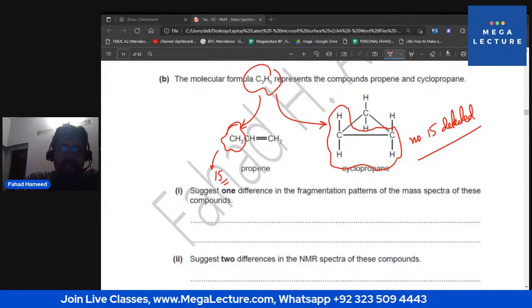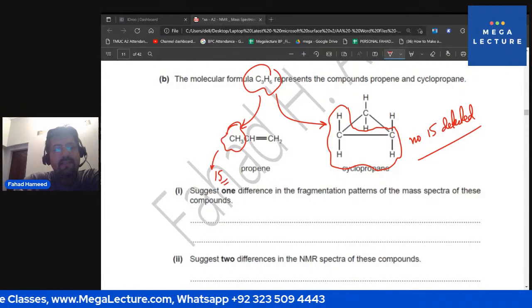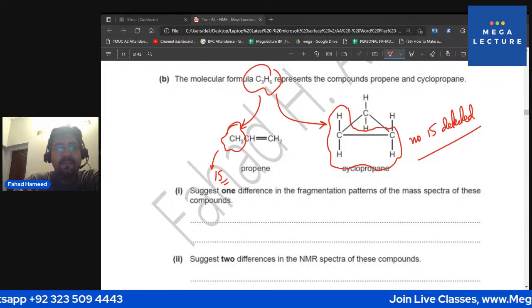I'll send you the worksheet as well, but just remember it's going to be very basic. Most of the stuff is really basic for mass spectroscopy.